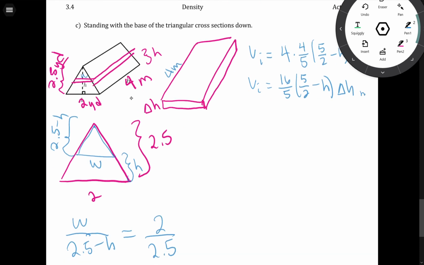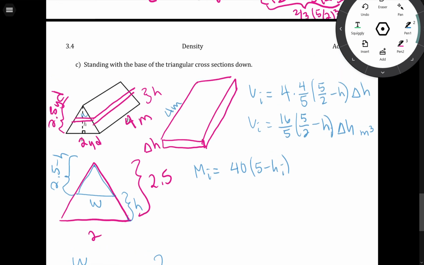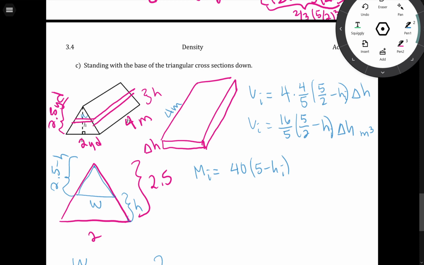Okay, so this is cubic meters. We need to multiply that by our density function. So the mass of our slice is 40 times 5 minus h sub i. Put those i's back in. I always want to leave those off. Multiplied by our 16/5 times 5/2 minus h times delta h. And now we have our kilograms per cubic meter multiplied by our cubic meters. So this is just giving us kilograms when we're all said and done.